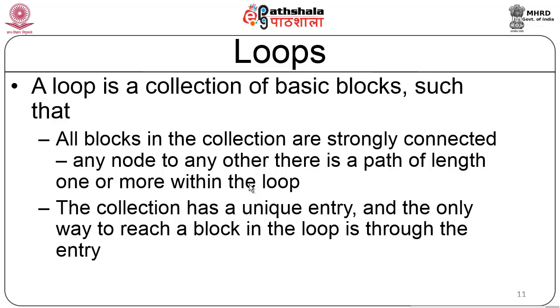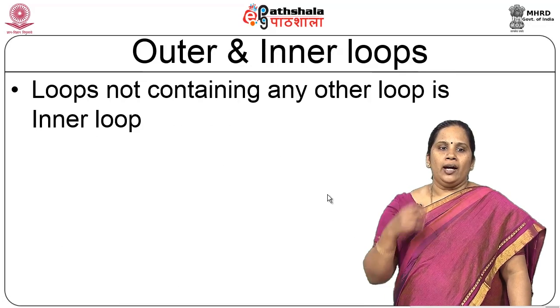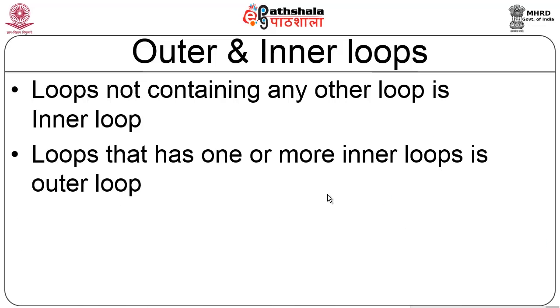A strongly connected loop will have only one entry point, and that is the only way to enter to reach all blocks contained in that loop. In addition, for any node to any other node in that loop, there is a path of length one or more within the loop. So you will have multiple paths within that loop. You call that a strongly connected loop. And you have what is called an outer loop and an inner loop. Loops not containing any other loop are called inner loops. Obviously, loops containing more than one inner loop can be called outer loops. So typically, strongly connected loops will basically be outer loops.